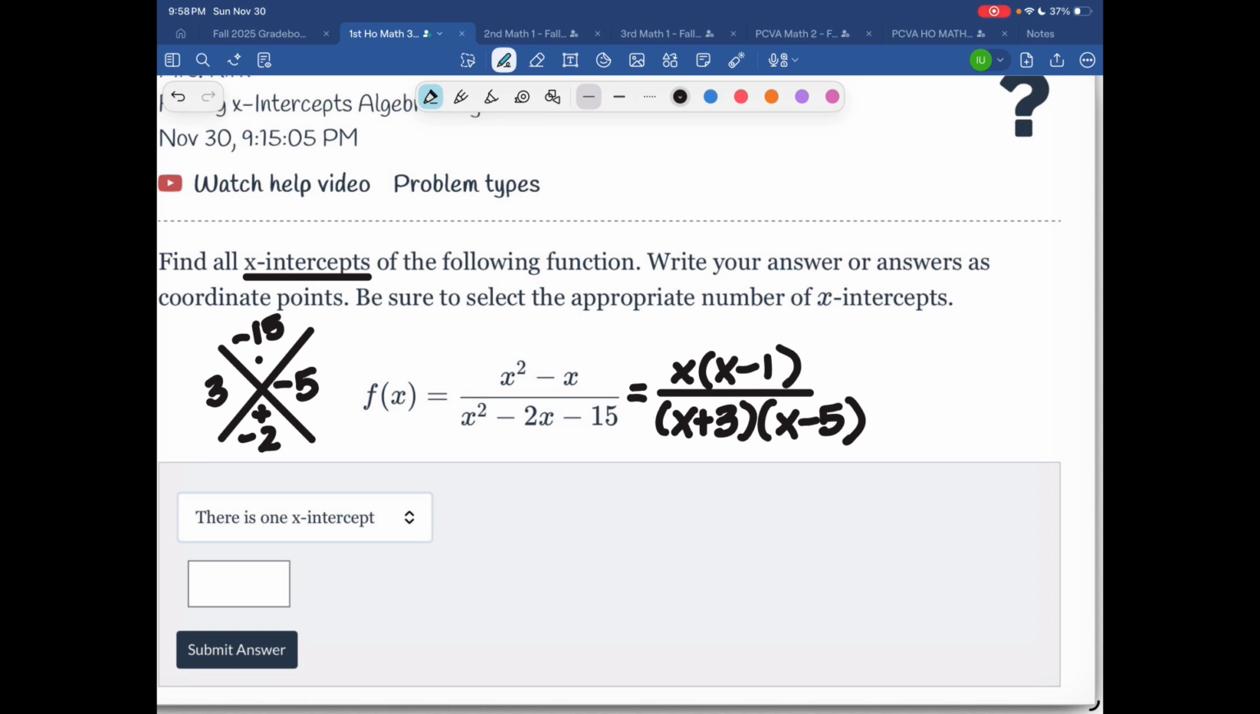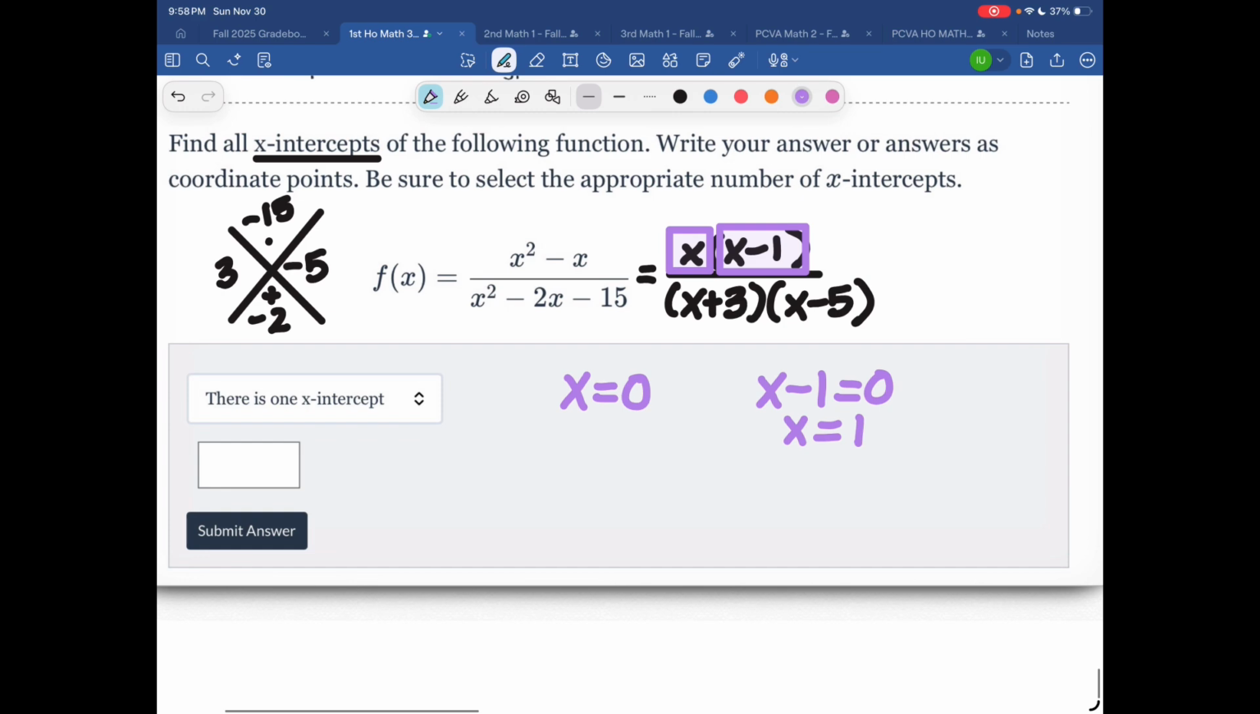But the x-intercepts are what's left in the numerator. Now we have two x's that are left in the numerator. We have this x and we have the x minus 1. So we have x equals 0 and we have x minus 1 equals 0, which means it's x equals 1. Now it does say that they want you to write it as a coordinate point. So this is going to be (0, 0), and this is going to be (1, 0). And again, you would need to do the drop-down menu, and you're going to want to select the one that says you have two x-intercepts.